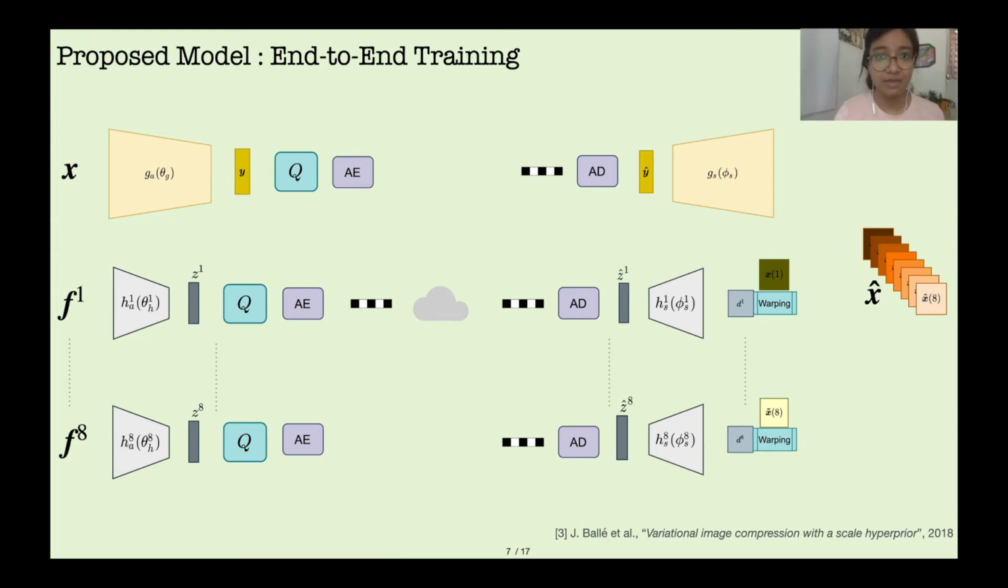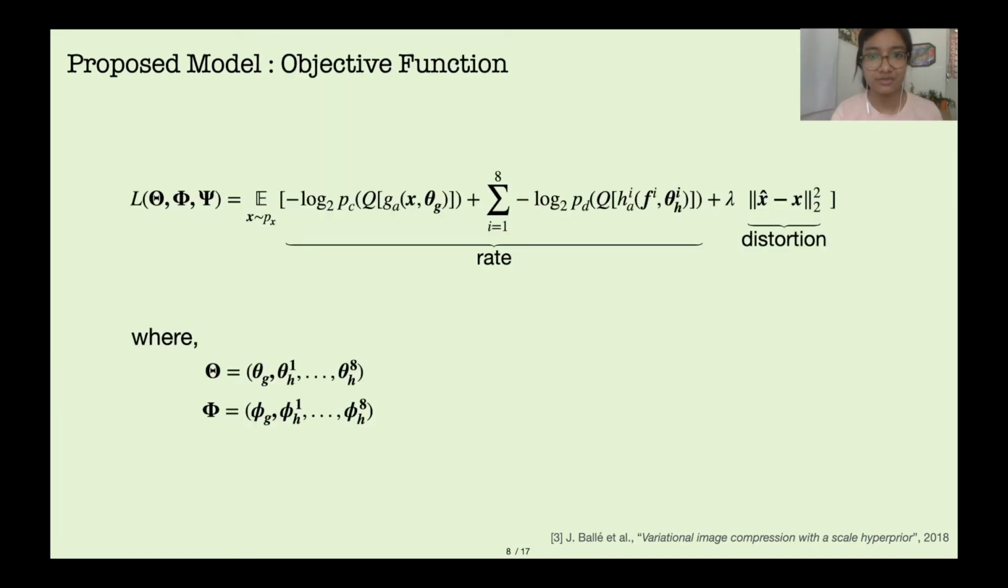Now, since there are some learnable parameters of the model, we update the parameter values by optimizing for an objective function. So this is the rate distortion loss. The distortion here is given by a simple MSE loss between the final reconstruction and the original input. The rate is estimated using cross entropies, and this part comes from the color module, and these come from the 8 disparity modules. So PC here is the prior used by the color module, and PD is the prior used by the disparity module. Lambda is varied to achieve different bit rates.